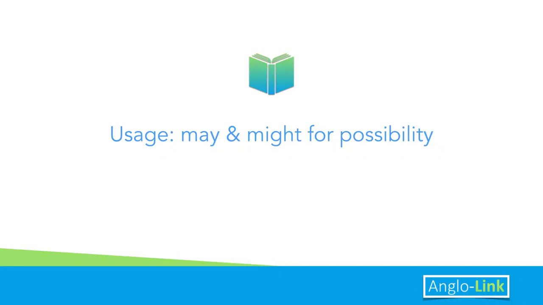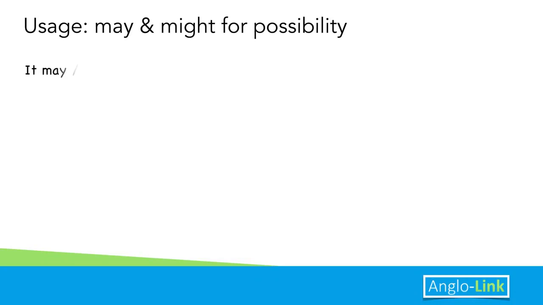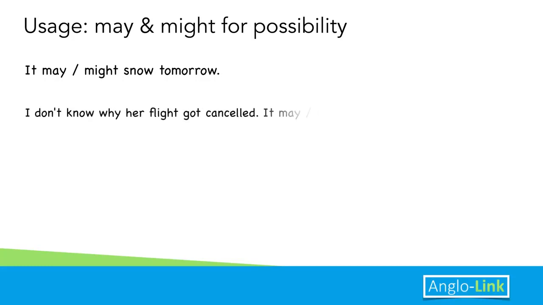Now let's look at the usage of may and might for possibility. As you saw earlier, it may or might snow tomorrow is a possibility for the future. And I don't know why her flight got cancelled. It might have been because of the snow, a possibility in the past.